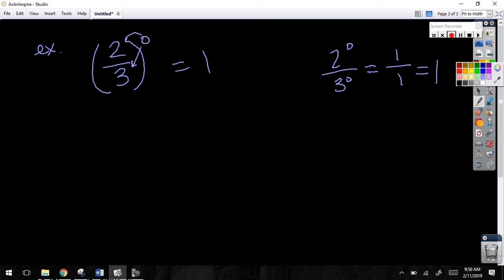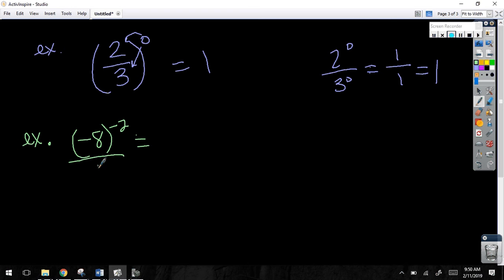Both of them's going to be to the 0 power. Well, there's nothing really to distribute to. The base is -8. You turn it into a fraction. So this way, and I need to flip it, right? So I have 1 over.